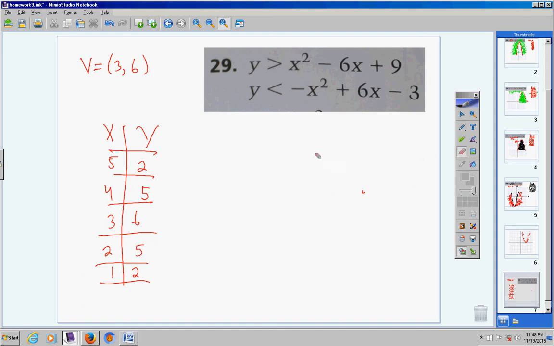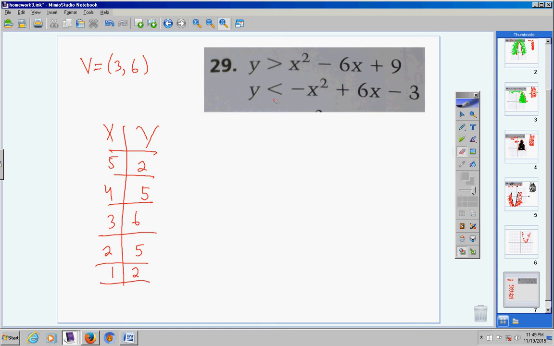Let's see if we do. Negative, then parentheses, then 2. Positive 6, then parentheses, then 2. Then negative 3. 2 times 2 is 4. Bring down the negative sign. 6 times 2 is 12. Negative 3. Combine those and you will get a 5. So it checks, okay? So here's my ordered pairs for this parabola.